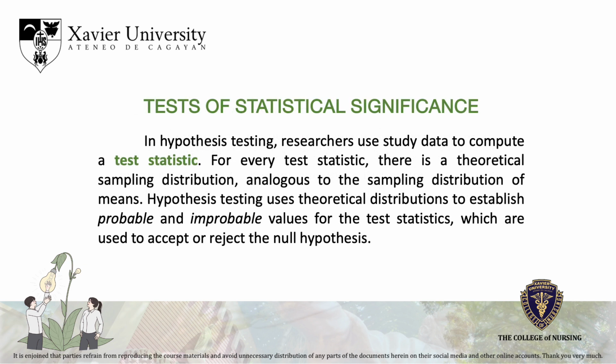Now, under tests of statistical significance, let's review this one. In hypothesis testing, researchers use study data to compute a test statistic. For every test statistic, there is a theoretical sampling distribution, analogous to the sampling distribution of means. Hypothesis testing uses theoretical distributions to establish probable and improbable values for the test statistics, which are used to accept or reject the null hypothesis.